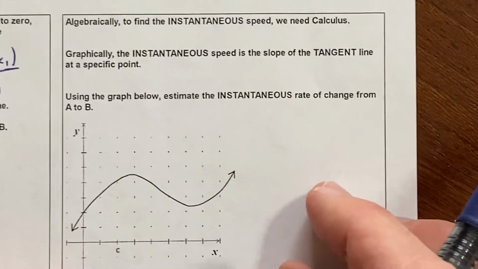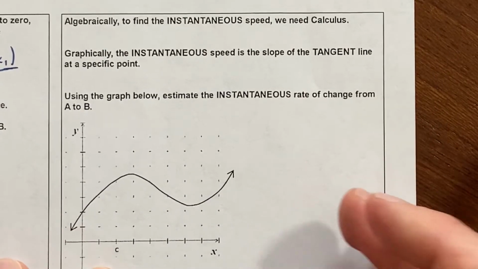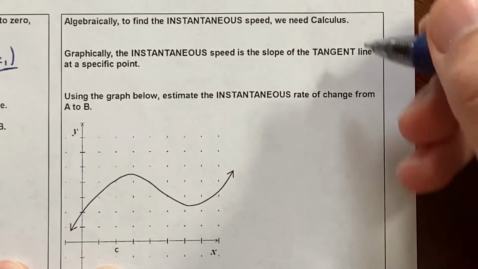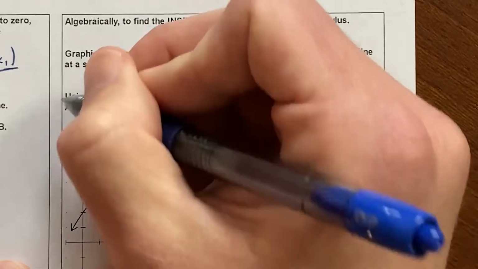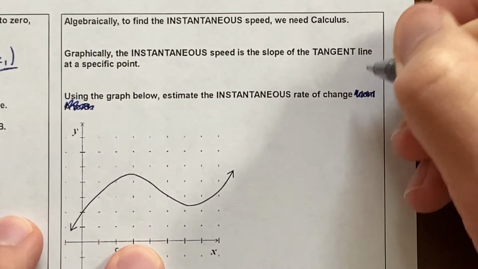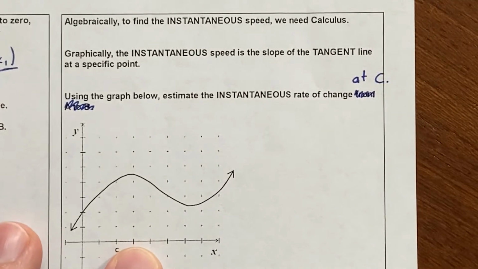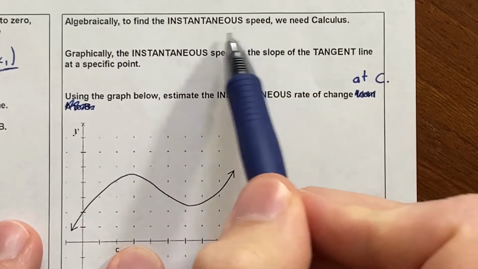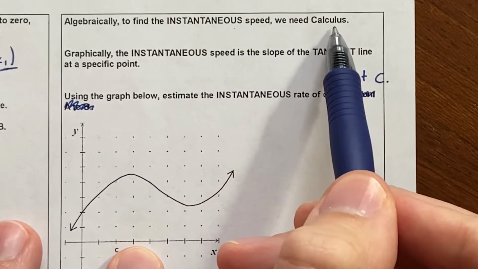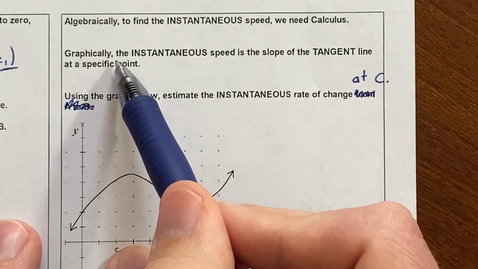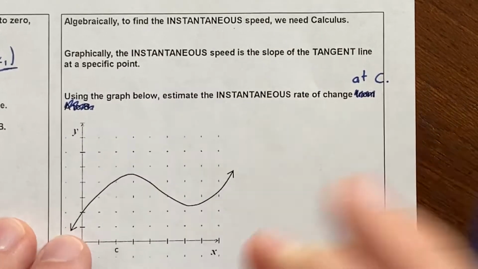Next, I want you to change something really quickly. I want you to change this from A to B, and I want it to say at C, okay? So algebraically, to find instantaneous speed or velocity, we need calculus. Graphically, the instantaneous speed, all right, let's go back.